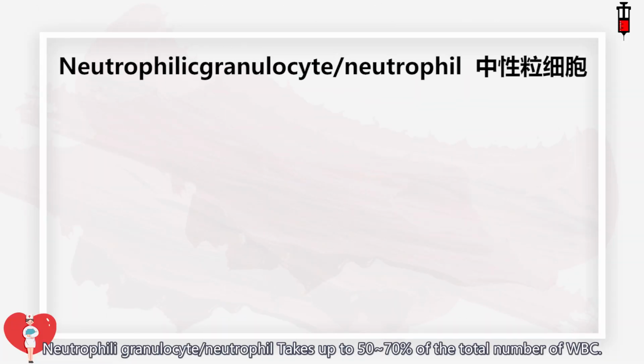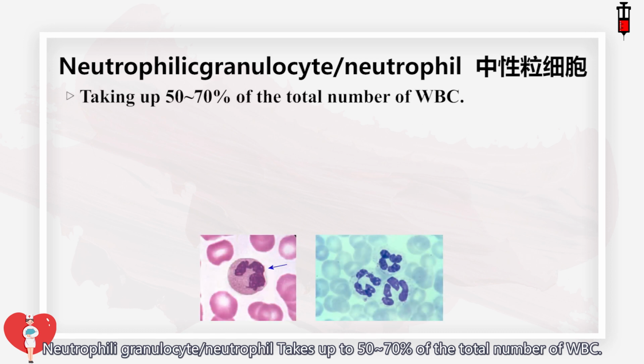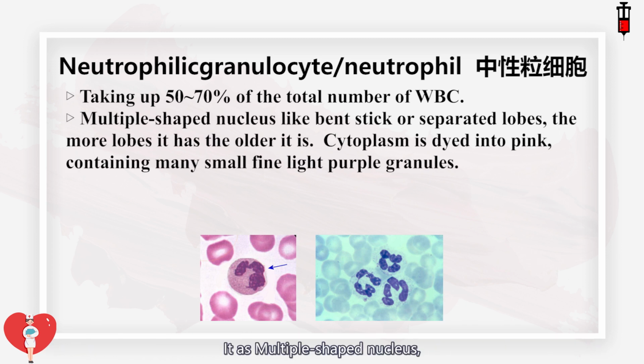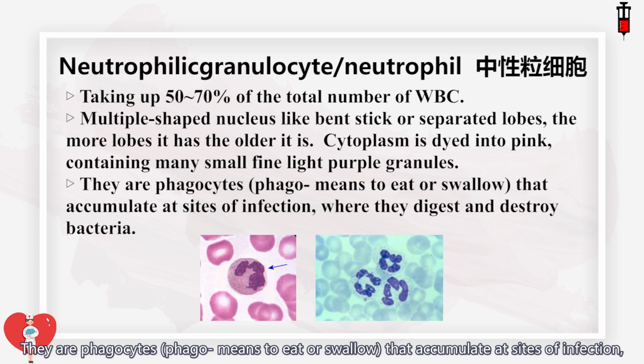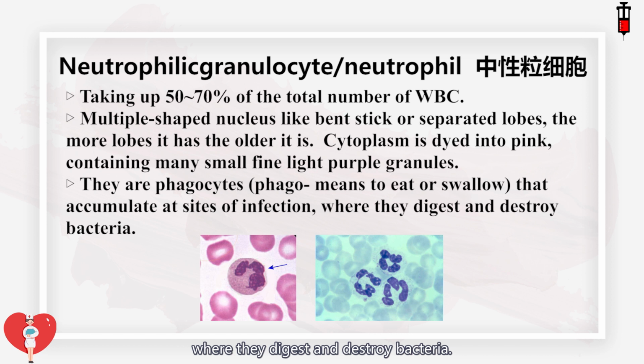Neutrophilic granulocyte, or neutrophil, takes up 50 to 70% of total number of WBC. It has a multi-shaped nucleus, some like a bent stick or separated lobules. The more lobules it has, the older it is. Cytoplasm is dyed pink, containing many small fine light purple granules. They are phagocytes that accumulate at the site of infection, where they digest and destroy bacteria.